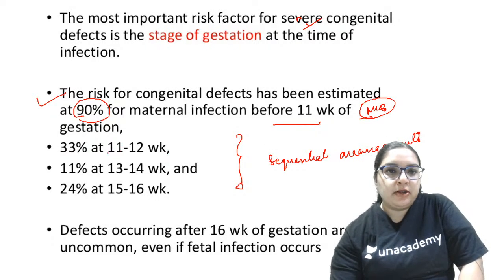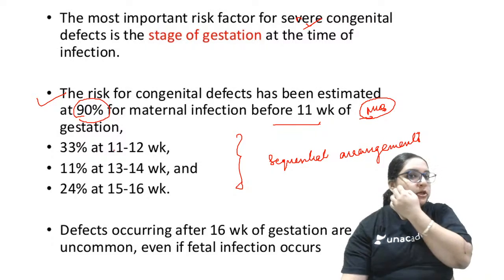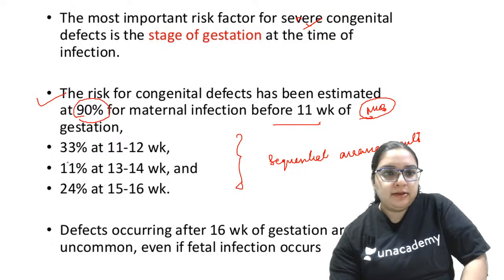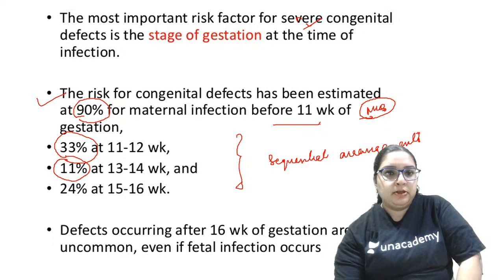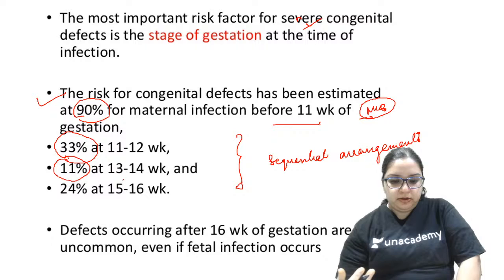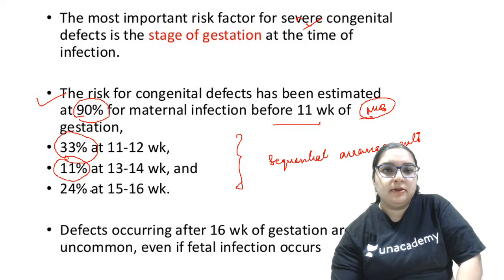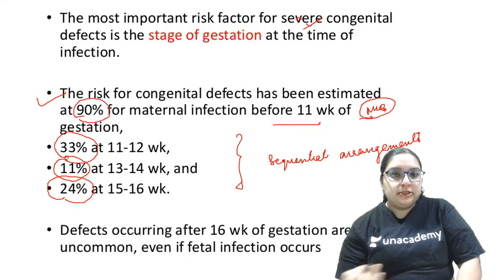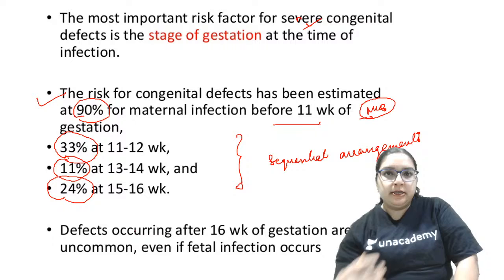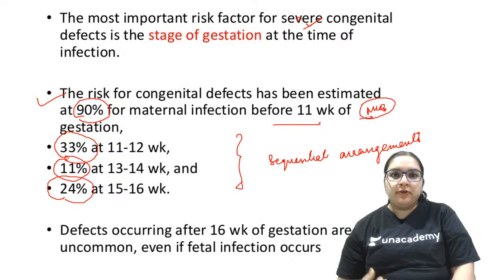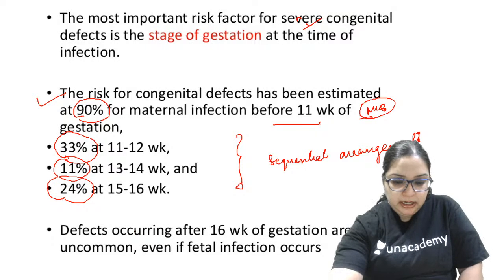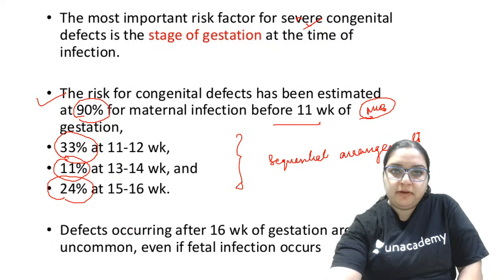During the 1st trimester, between 11 to 12 weeks, the chances are maximum, that is 33%. This decreases significantly at the beginning of the 2nd trimester, that is by 13 and 14 weeks, and by 15 to 16 weeks thereafter it is 24%. Defects occurring after the 16th week are uncommon. The later the stage of infection, the less common are fetal infections and congenital anomalies. I believe that makes it very clear.